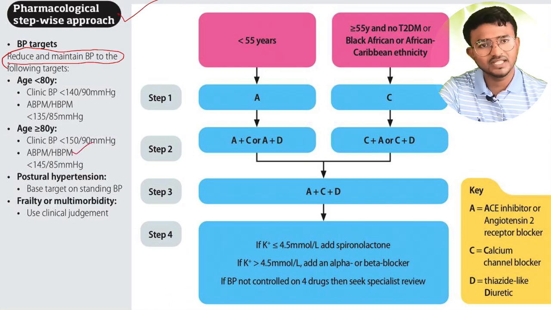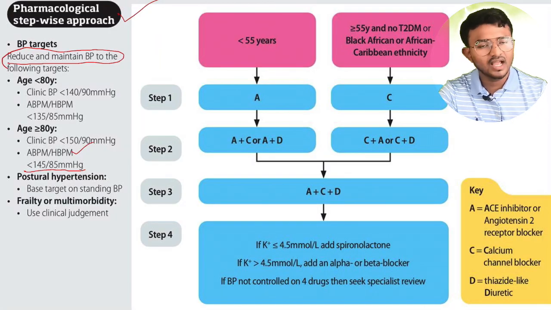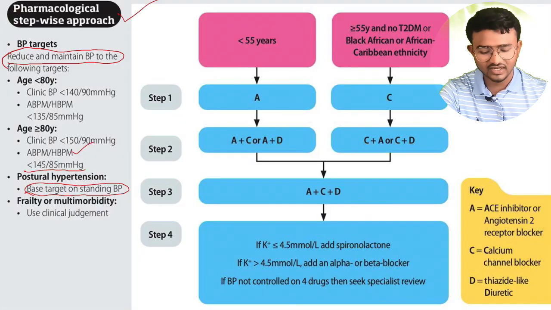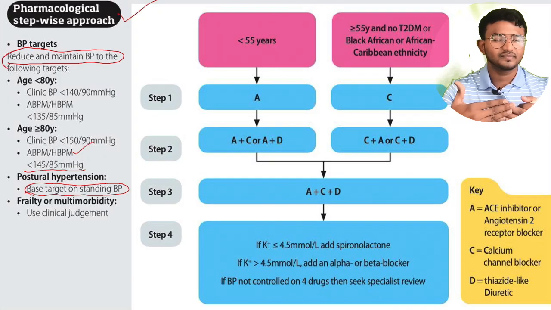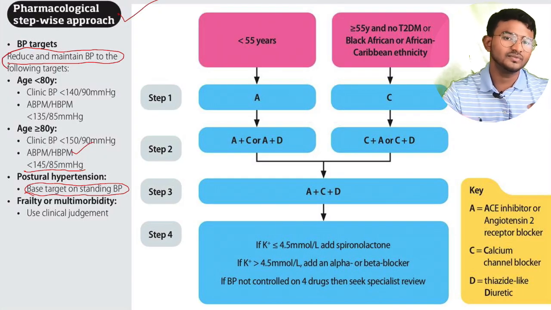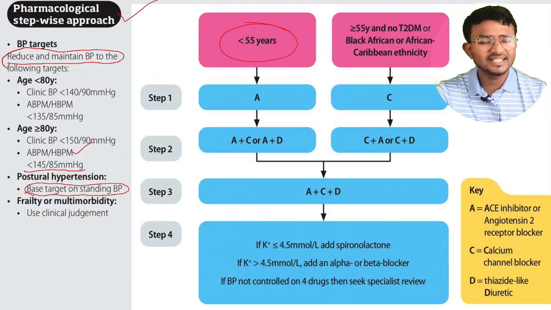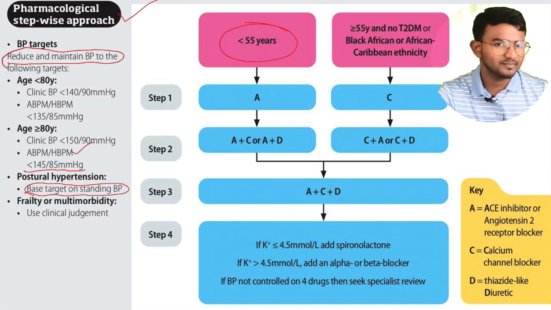while with home blood pressure monitoring, less than 145 by 85 mmHg. Also, if the patient has postural hypertension, based on the target on standing, or orthostatic hypertension, this type of thing, we have to give drugs based on age in geriatrics. Okay, if you're seeing here, this is the step by step approach to giving regimens for hypertension management.